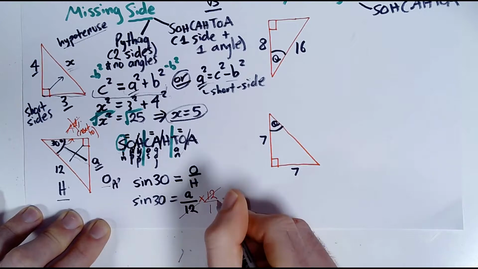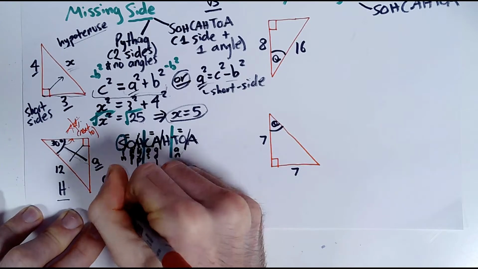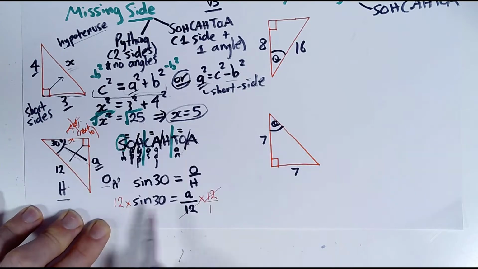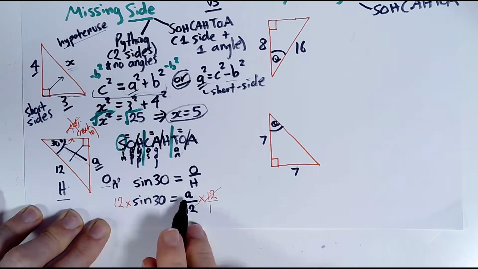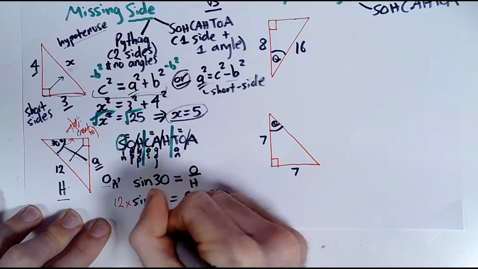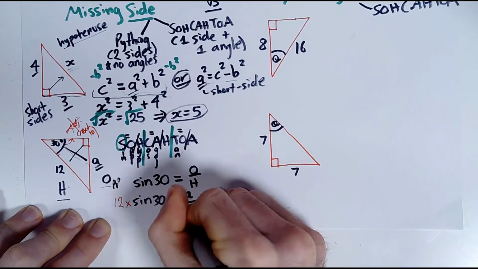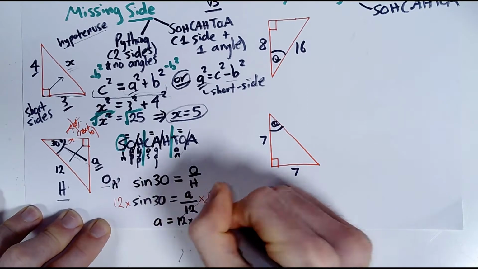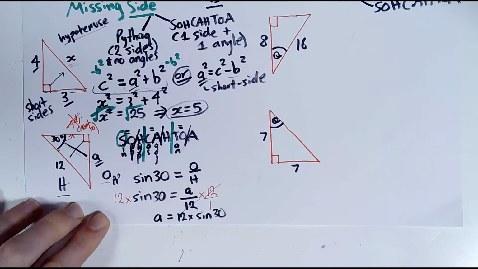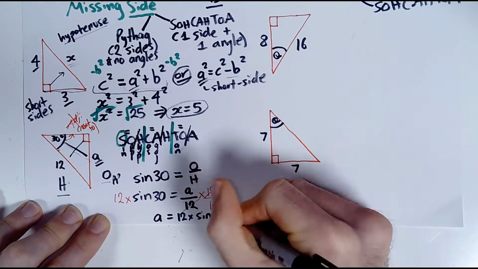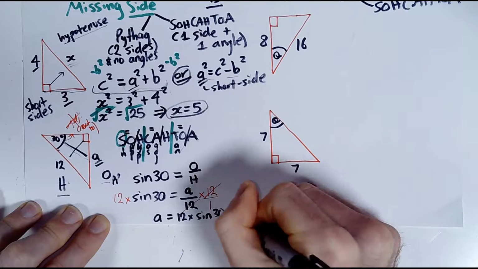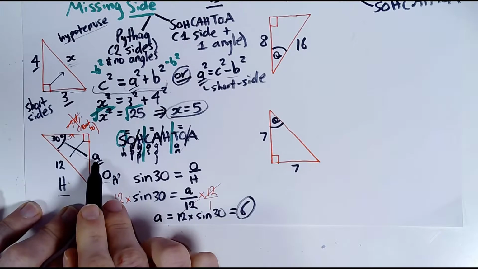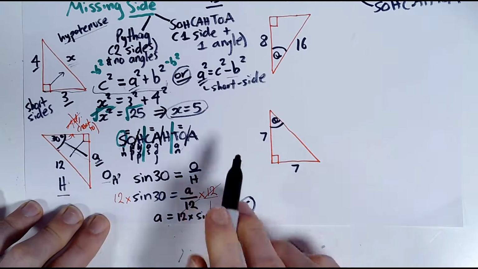What you do to one side, though, you have to do to the other side, so it balances. Otherwise, you're just changing the whole thing. We're not trying to change the value, we're just trying to rewrite it. So we're left with A equals 12 times sine 30. Make sure you put the times in your calculator. And then when you put that in your calculator, you will get A equals 6. Okay, so the length of A is 6. We now know that using SOHCAHTOA.